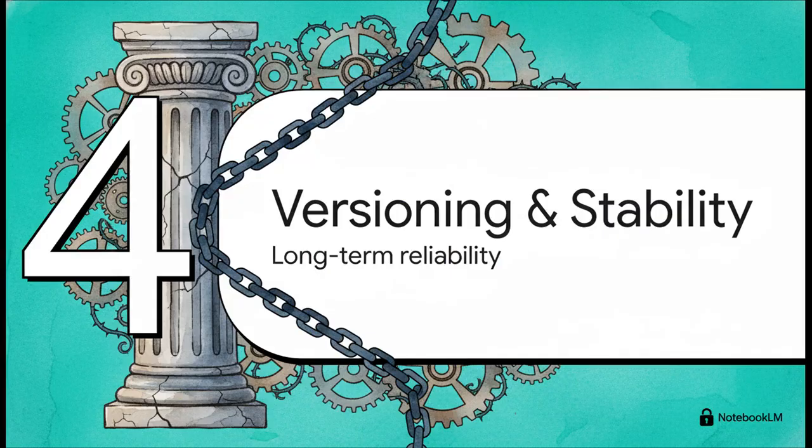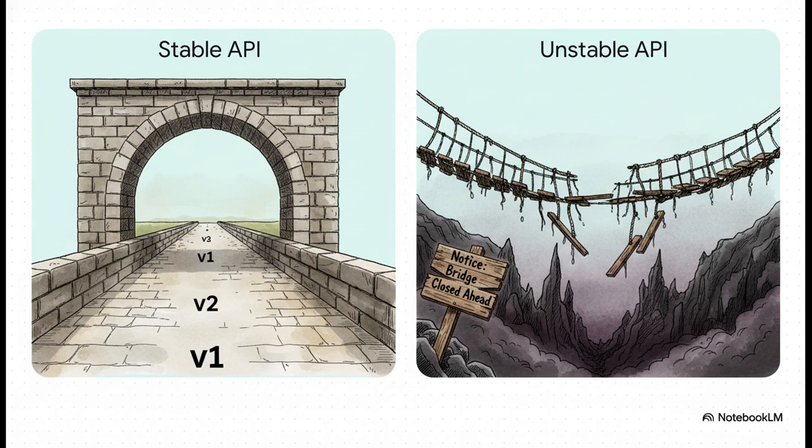Okay, let's move on to our third area of assessment, versioning, stability, and support. Because listen, a great API today is totally useless if it becomes an unstable nightmare tomorrow. You have to assess its long-term reliability. So what does good look like? Well, a stable API is predictable. It's got a clear versioning strategy, strong backward compatibility. It just works.